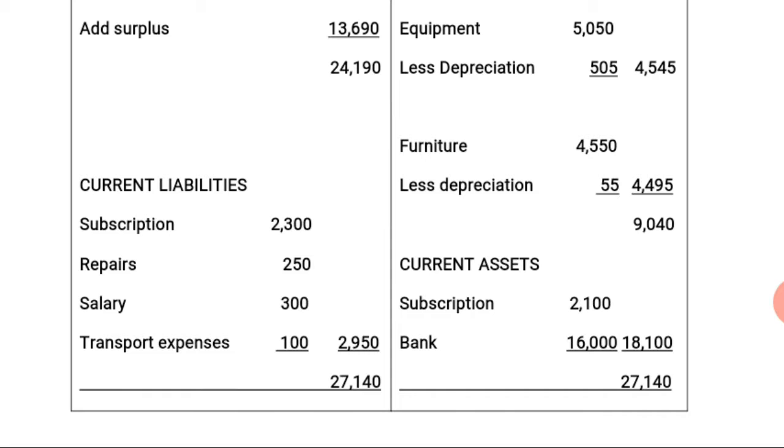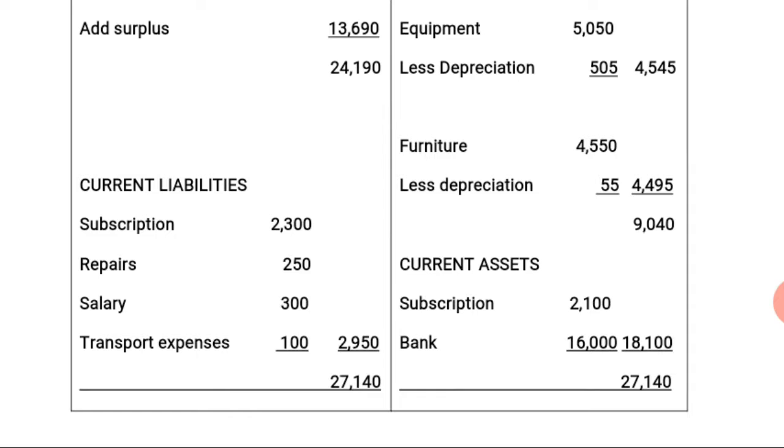So by adding the 2,950 naira, which is the value of our current liabilities, to the value of our accumulated fund plus our surplus, which stood at 24,190, we have 27,140 naira. Therefore, our book is balanced.